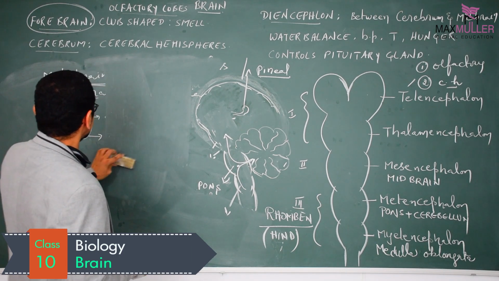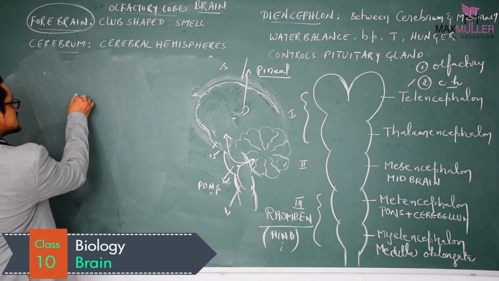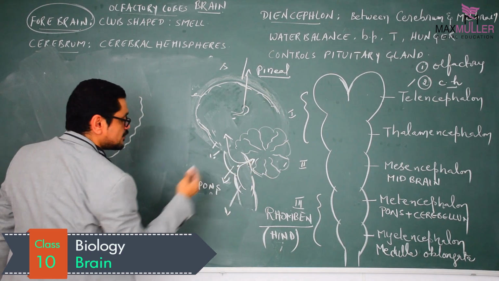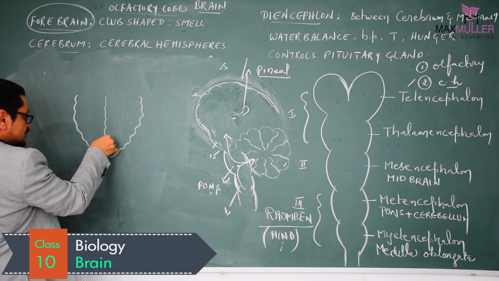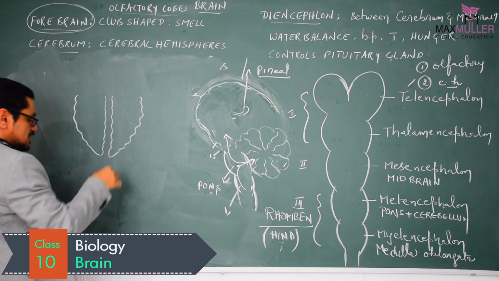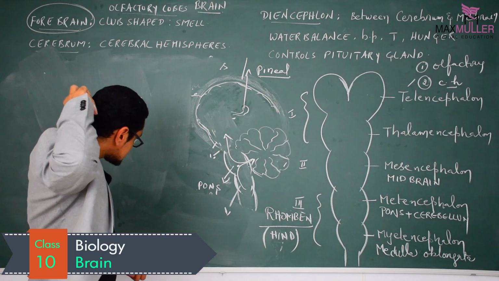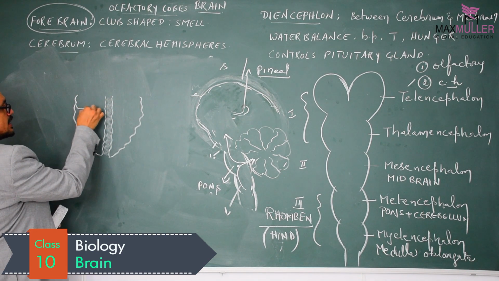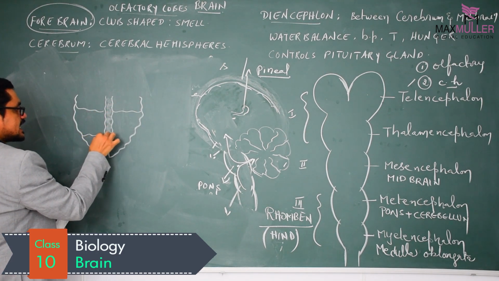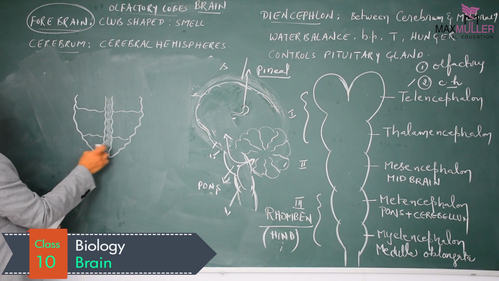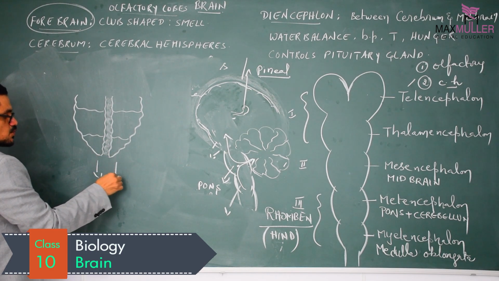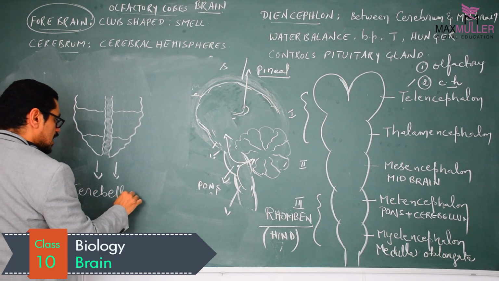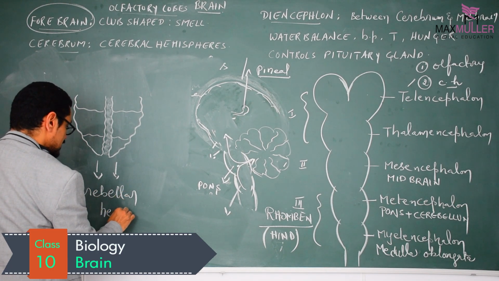If you see this cerebellum, I will represent the cerebellum here. Imagine this is the side view of the cerebellum, and now if you observe the upper surface of the cerebellum, in the center there is a partition, and here you can see one lobe, and a second lobe. So two lobes are present. The two lobes are called cerebellar hemispheres.